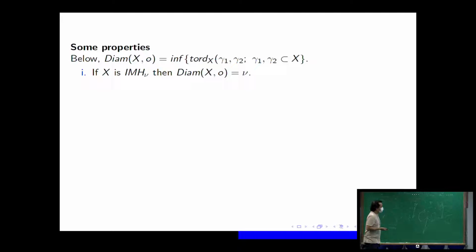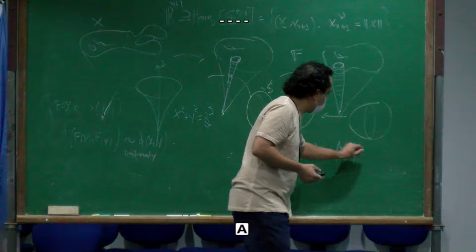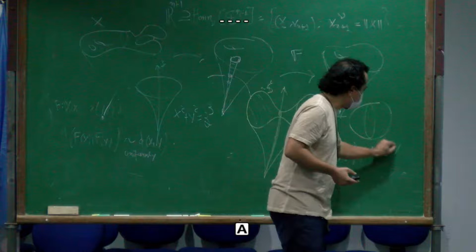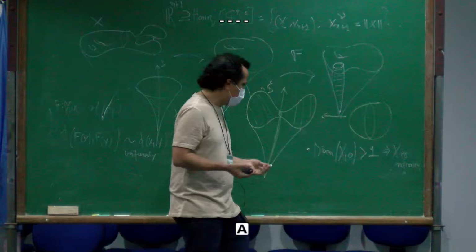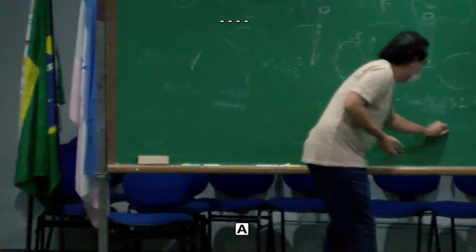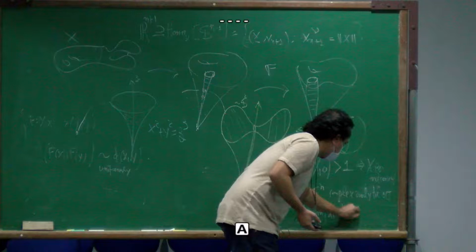Diameter, for example, can be seen as a first object to detect whether the object is conical or not. It's immediate to see that if the diameter of a germ is greater than one, this implies X is not conical. But it is far from enough because, for example, for all complex analytic sets, the diameter is equal to one always, because the tangent part is not degenerating.